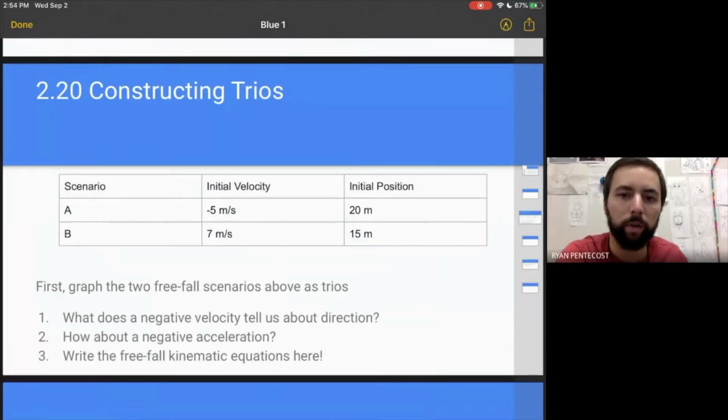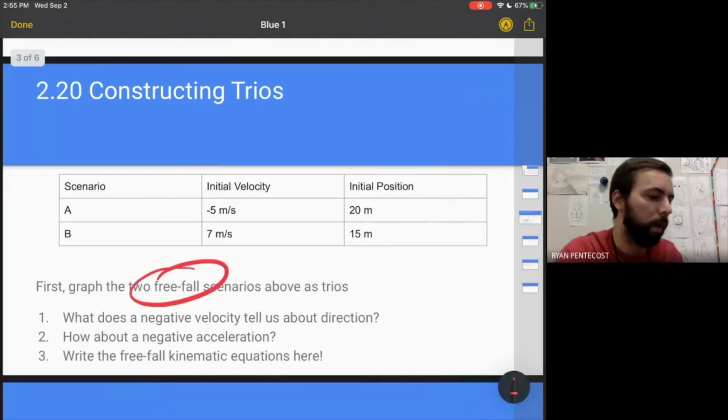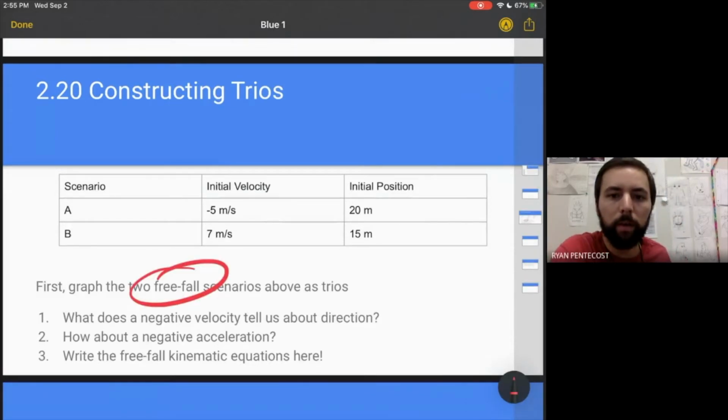2.20, constructing trios. First, we're given this little table with two scenarios, scenario A and scenario B. These are given to us as free fall scenarios. We have an initial velocity in scenario A of negative 5 and an initial position of 20 meters. Then in scenario B, we have an initial velocity of 7 meters per second and an initial position of 15 meters. Now, we are going to graph these two free fall scenarios as trios.